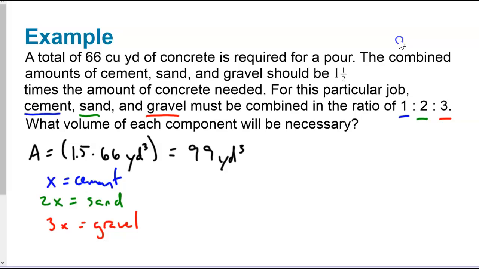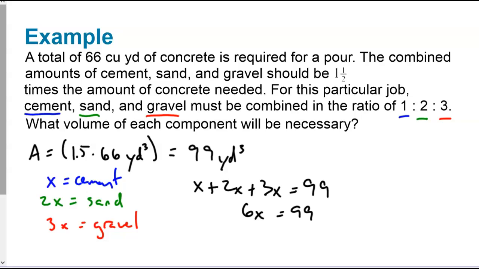Okay, now all of those combined, and I'm just going to go ahead and do this in black for all of them, X plus 2X plus 3X are going to be 99 cubic yards. So now that you've got that information, then what we can do is go ahead then and we will just add those up and we'll combine our like terms. So X plus 2X is 3X plus 3X is 6X equals 99.